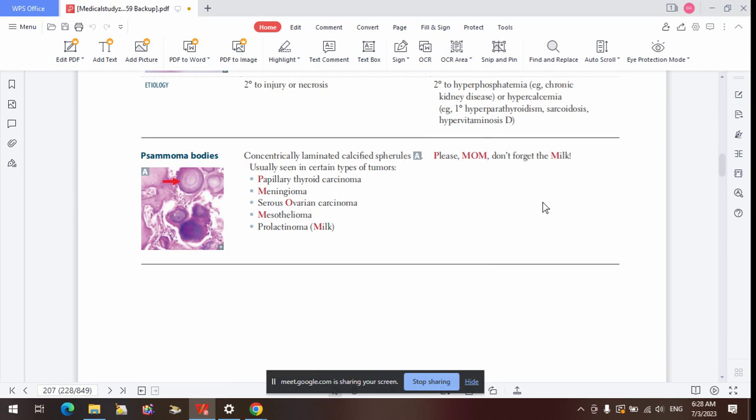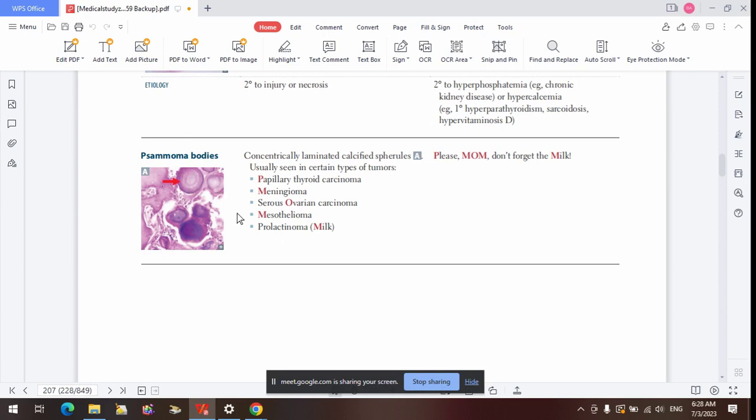So we talked about the psammoma bodies. We gave the acronym for that, which is the psammoma itself. These are bodies that contain calcified lesions in laminated form. So there are concentric laminated calcified lesions or spherules that we typically see in malignant conditions because of the injury that is happening to those cells and deposition of calcium in them. So this is a form of dystrophic calcification.